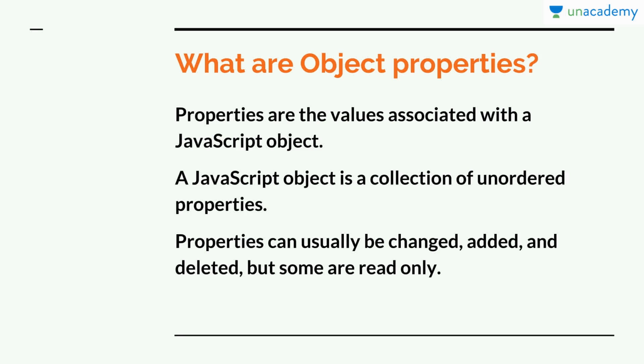A JavaScript object is a collection of unordered properties. I say unordered because there is no order. You can add any property in the middle, in the beginning, or in the end, in whatever manner you like. And the properties will help you to communicate with the web servers also.